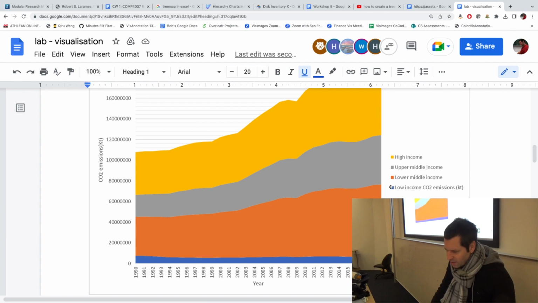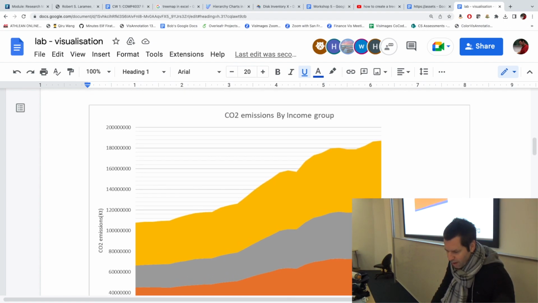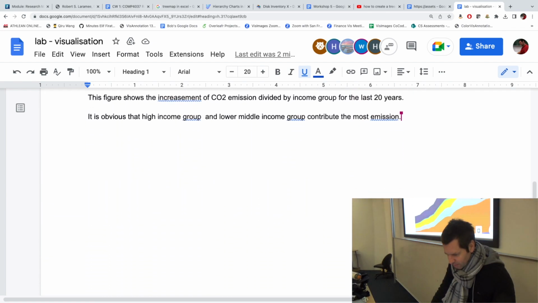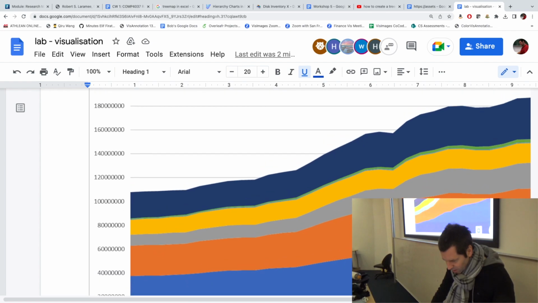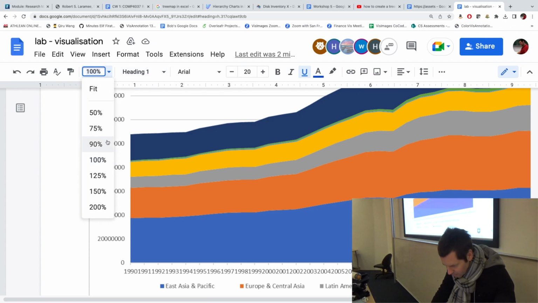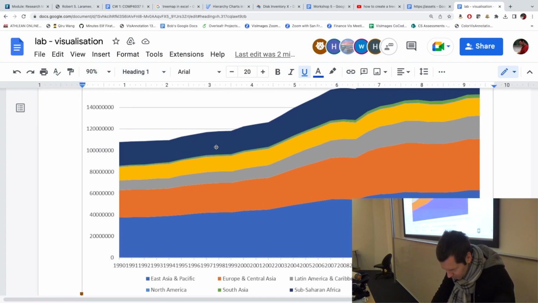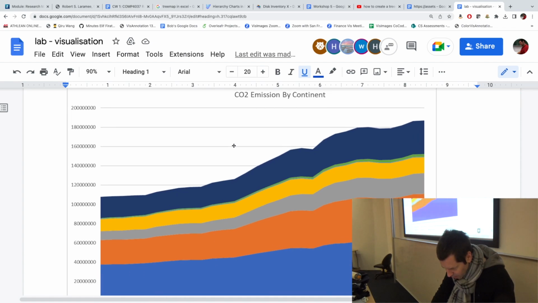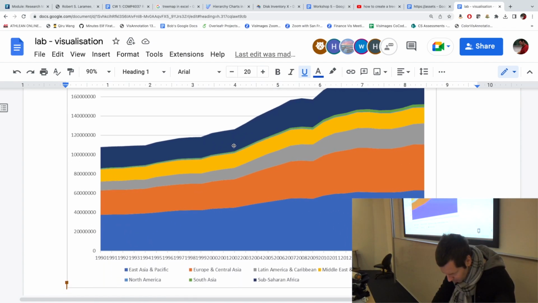It would be kind of nice to see what is considered high income, middle income and so on. It would also be interesting to see what the location of this data is as well. By continent. Okay, that's interesting. Yep, that looks interesting. Okay, yep. Yep, that looks good.